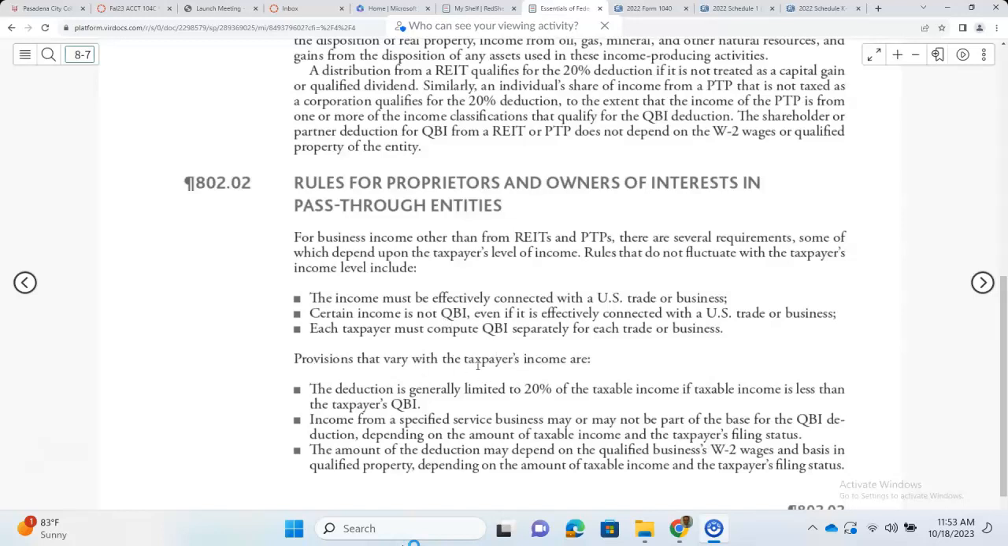Provisions that vary for this: the deduction is generally limited to only 20% of total income. Income from a specified services business may or may not be part of the base for the QBI deduction, depending on the amount of taxable income. Let's say accountants, they are not part of QBI for some reason.